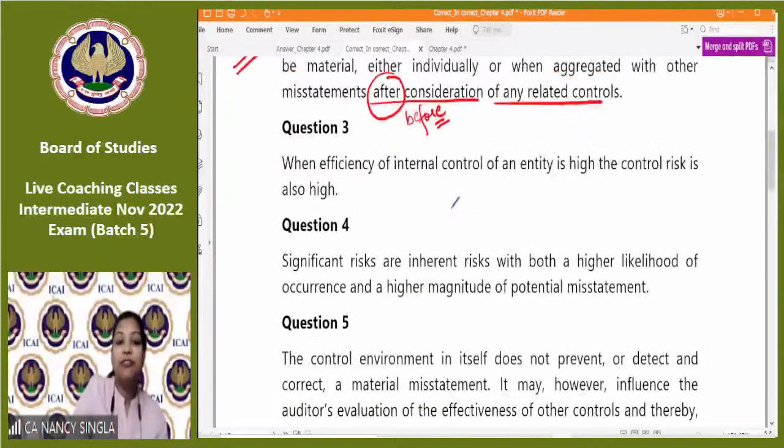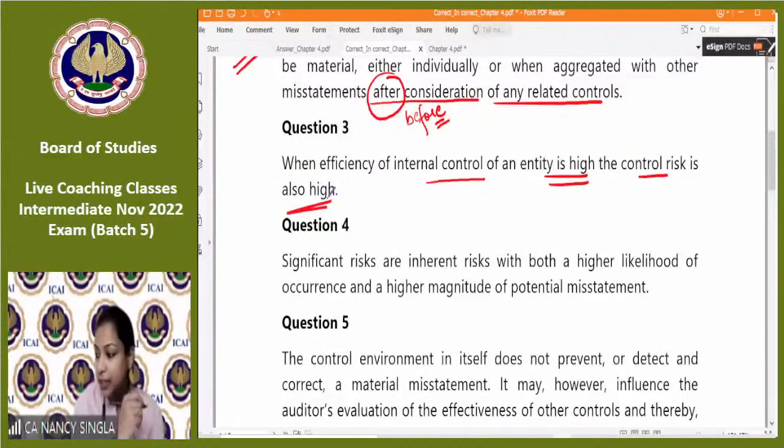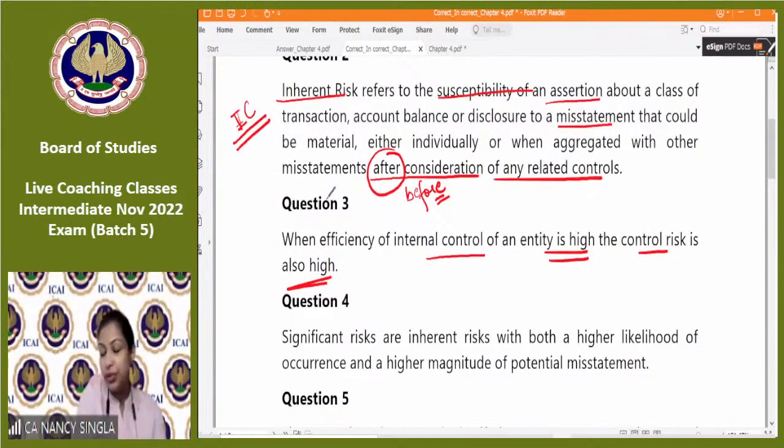Third one: when efficiency of internal control of an entity is high, the control risk is also high. Tell me. Students, in the exam, you are also supposed to write the reason. In the second statement, I can see Sri Ram has written it very correctly. So you will be writing incorrect, and the reasoning: you will write this entire line again, but instead of after, you will write before consideration of any related control.